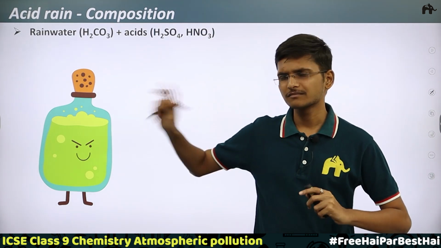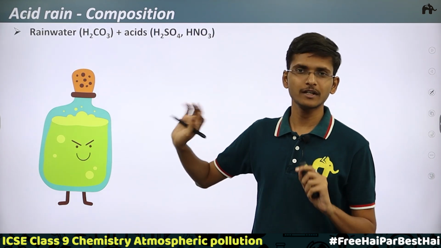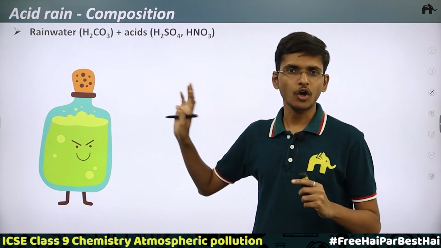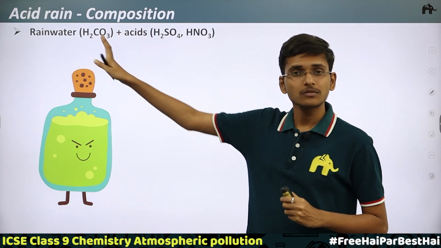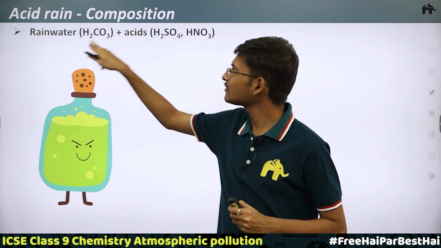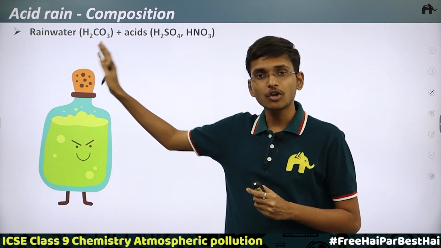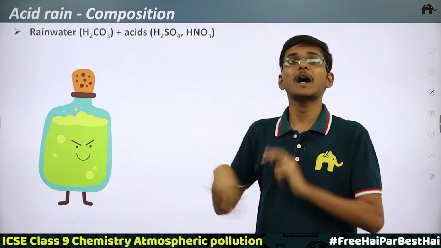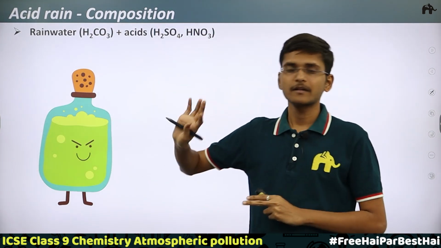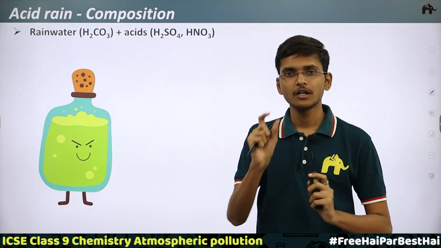Acid rain has rainwater, carbonic acid as well, because carbon dioxide gets dissolved. This is present in normal rainwater as well, but this is not normal rain, this is acid rain. So the composition of normal rain is rainwater and carbonic acid. Fine, but in acid rain, along with rainwater and carbonic acid, there are some acids which are making the rain more acidic. And which acids? They are sulfuric acid and nitric acid.